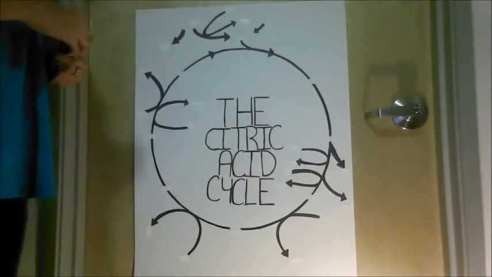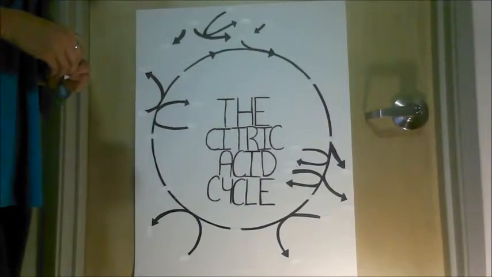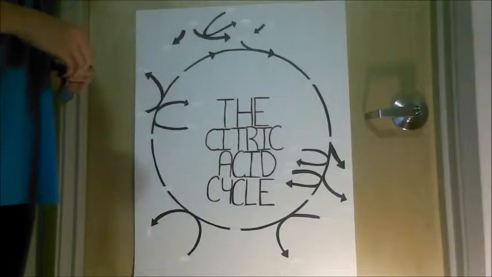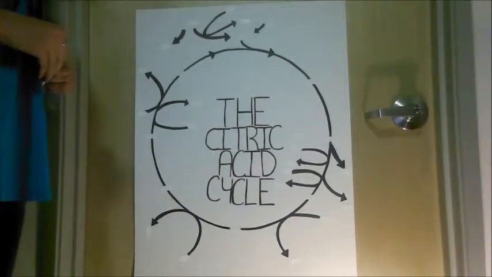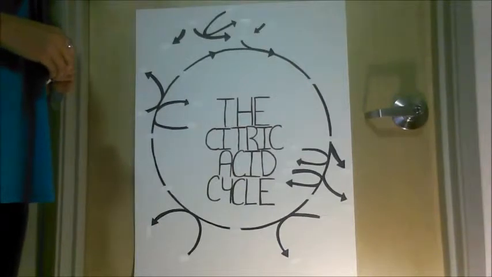The citric acid cycle occurs in the matrix of the mitochondria after glycolysis only if there is oxygen present. Two pyruvates are made from glycolysis, and one of the pyruvates begins the citric acid cycle.